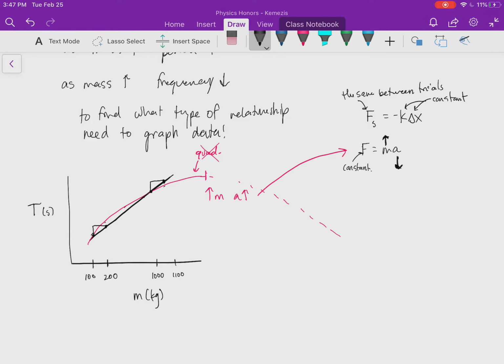Now, if we think back on F equals ma, 100 to 200 kilograms is a doubling of the mass. So what I should see is a halving of the acceleration, so I should see a doubling of the time it takes. If I were to look at 1,000 to 1,100 kilogram mass, that is not a doubling, so I don't see a halving of the acceleration. It does not yield the same effect on the time based on the relationships in physics that we know.